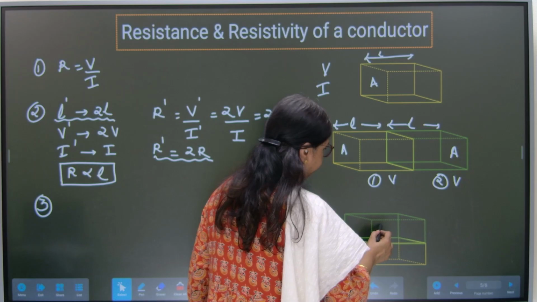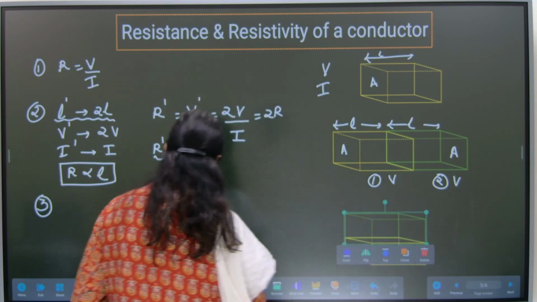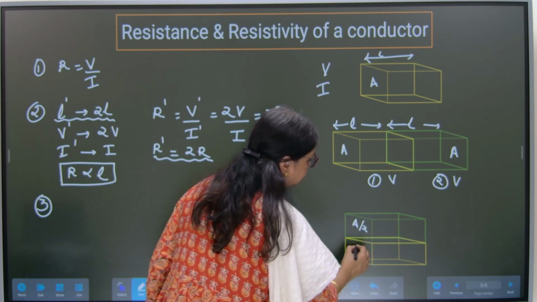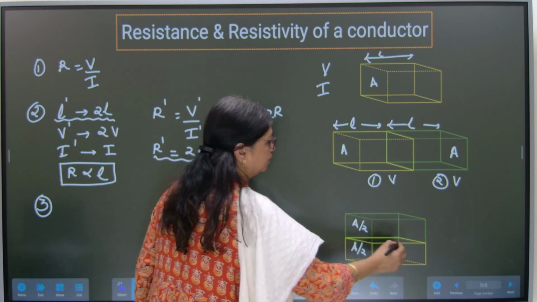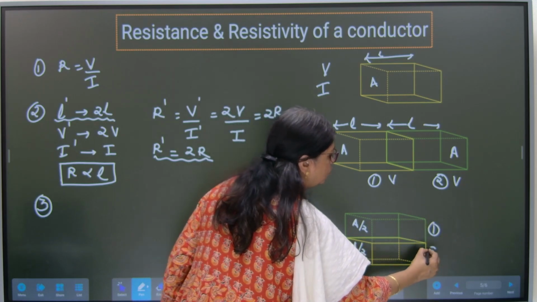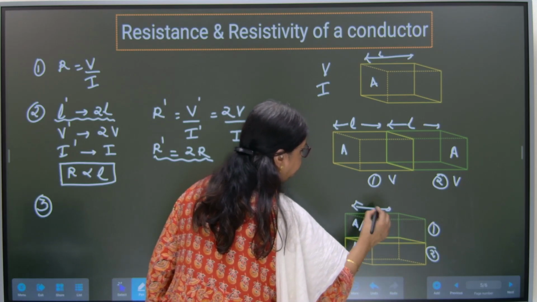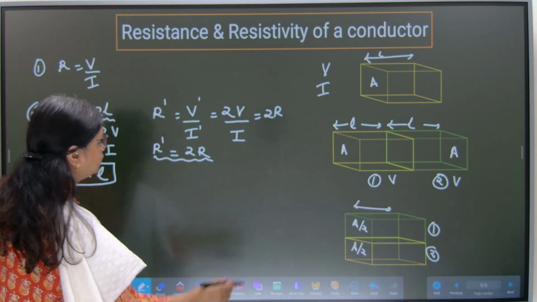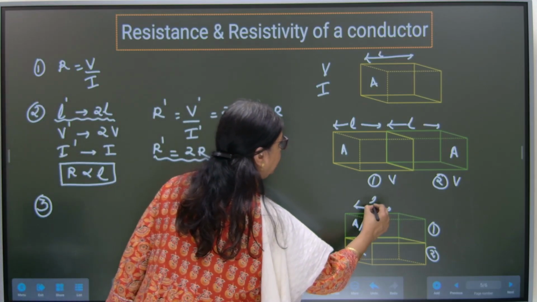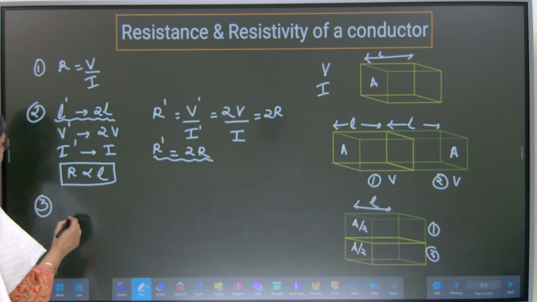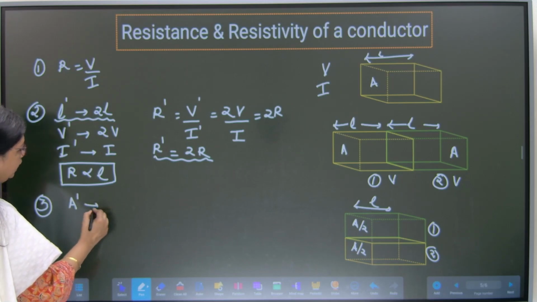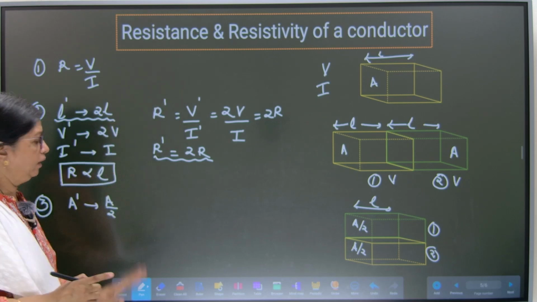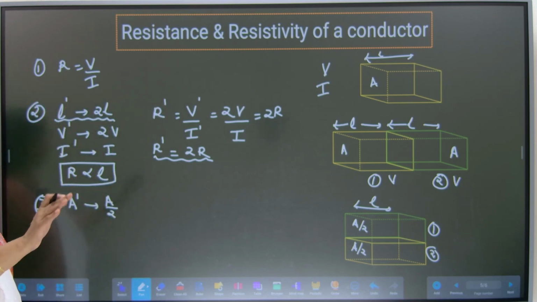Now let us consider the arrangement number 3, in which I am placing a slab of the same length, that is L, but the cross section area is A by 2 of each slab, 1 and 2, length remaining the same. Fine? Length remaining the same. So for this new arrangement, L remains the same, but area A dash is A by 2 compared to the original slab 1. Fine? Okay, so that means we have halved the area.